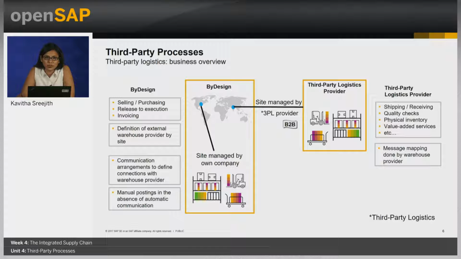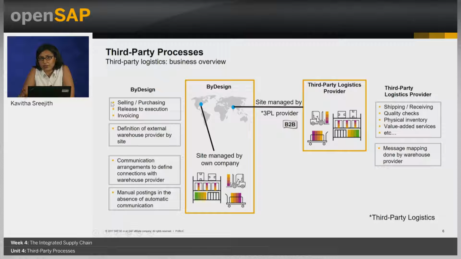With the 3PL functionality in Business by Design, it's possible to connect the system to an external system of the 3PL provider. Setup-wise, on the Business by Design site, a 3PL site must be marked as an externally managed warehouse. This is a very specific setting and has to be done at the time of creation itself, because once inventory is booked on a site, it cannot be changed to an externally managed site. The third-party logistics provider is also modeled as a business partner and with a role warehouse provider in the system.